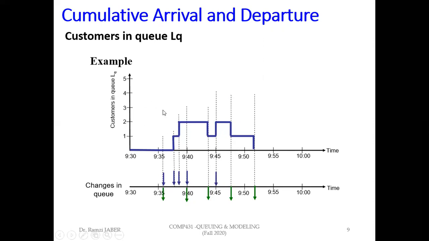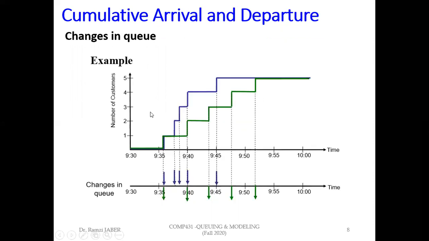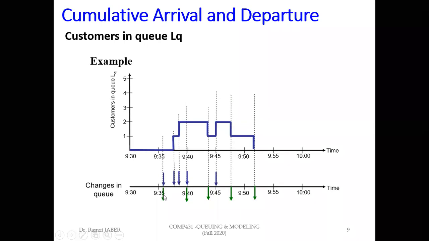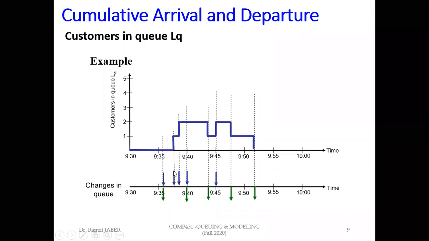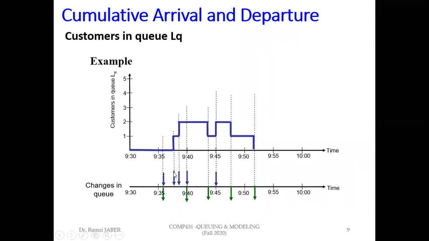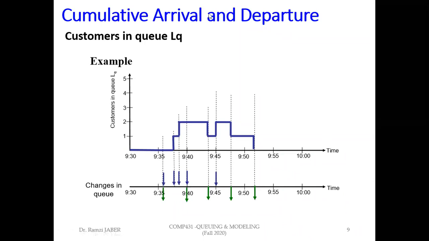So LQ will be equal, as you can see, to AT minus DQ. We do it here at time 36. One customer arrives, one customer leaves the queue. So one minus one, zero customers. At 37, the second customer arrived, no one left. So two minus one equals one. We have one customer in the queue. Then at time 38, another customer arrives, number three. No exit.